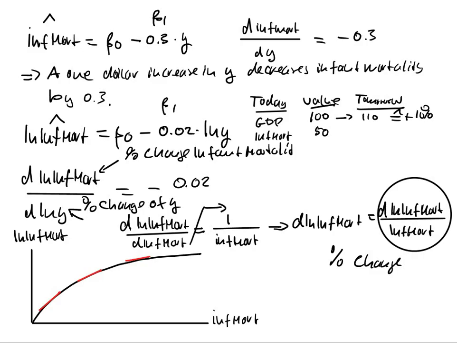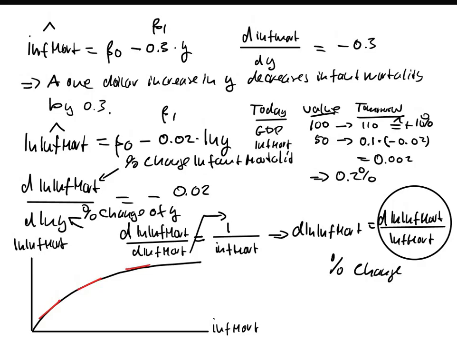Well, then it follows that infant mortality will go down by 0.1 times negative 0.02, which is 0.002, or it will go down by 0.2%, right? So that would be the interpretation, right? So that's why you got to be careful whenever you run a double log regression, the interpretation changes.